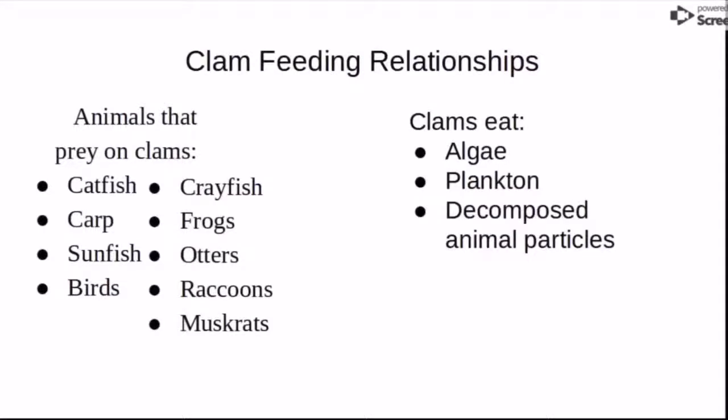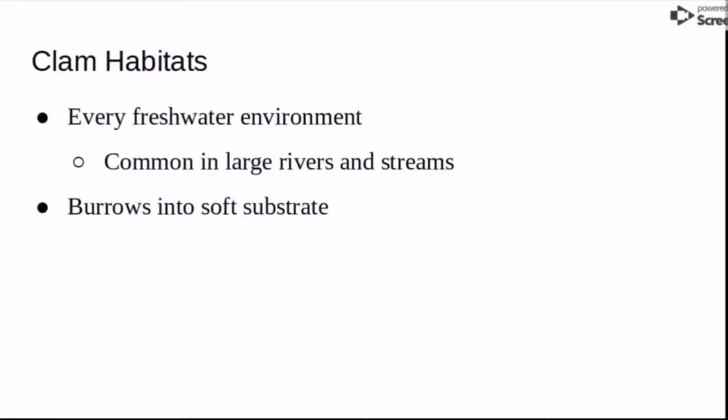Animals that prey on clams include catfish, carp, sunfish, birds, crayfish, frogs, otters, raccoons, and muskrats. And clams feed on algae, plankton, and decomposed animal particles. So clams also have a few habitats. One is a freshwater environment, and this is common in large rivers and streams. And it also will burrow into a soft substrate.